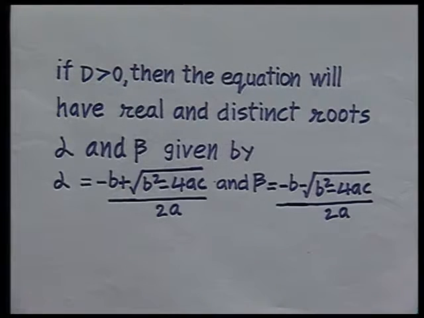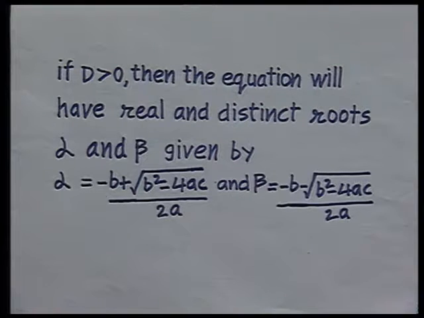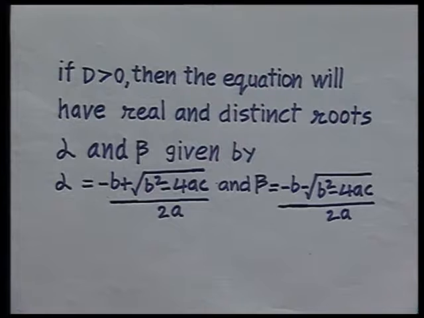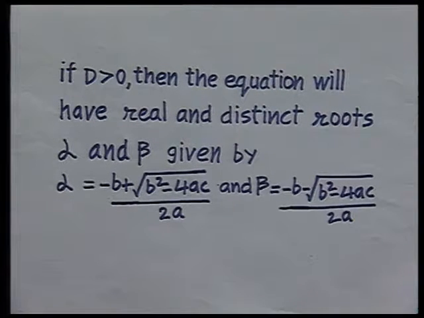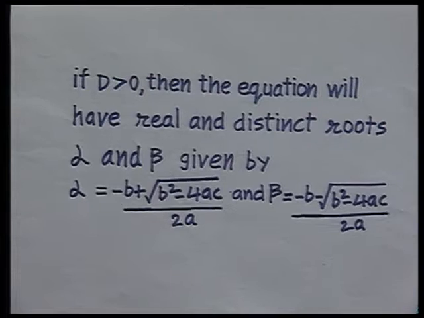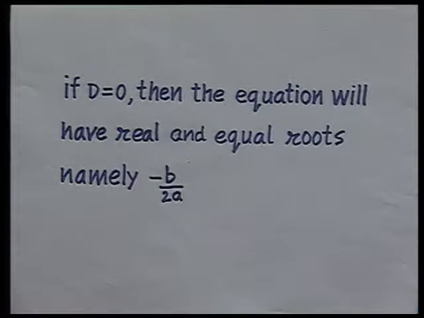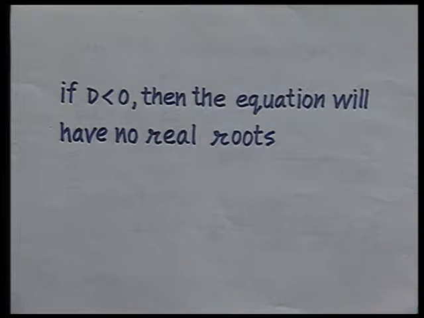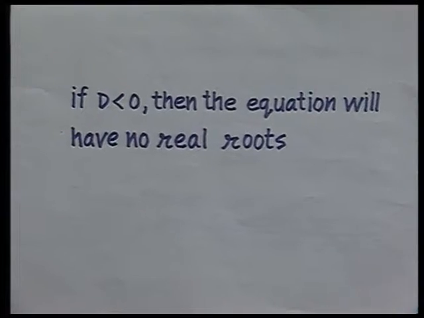If D is greater than 0, then the equation will have real and distinct roots alpha and beta given by alpha is equal to minus b plus under root of b square minus 4ac upon 2a and beta is equal to minus b minus under root of b square minus 4ac upon 2a. If D is equal to 0, then the equation will have real and equal roots, namely minus b upon 2a. If D is less than 0, then the equation will have no real roots.